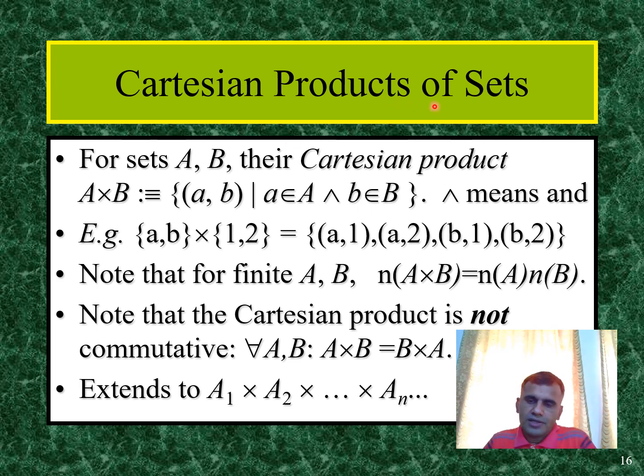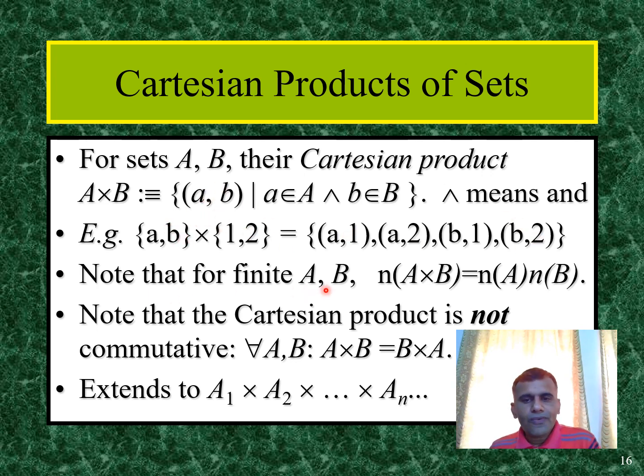Cartesian product of sets. The Cartesian product is there in chapter number 2, but we must know about this in set theory. So let us define the Cartesian product of two sets. For sets A and B, their Cartesian product is denoted by this cross sign. We'll say that A cross B, or the Cartesian product of A and B, is equal to the set containing ordered pairs (a, b), where small a belongs to capital A and small b belongs to capital B. This means and. For example, we want to find the Cartesian product of the set containing A, B and the set containing 1, 2. What will we do? We'll take this one as fixed, then A1, A2, like this B1, B2.